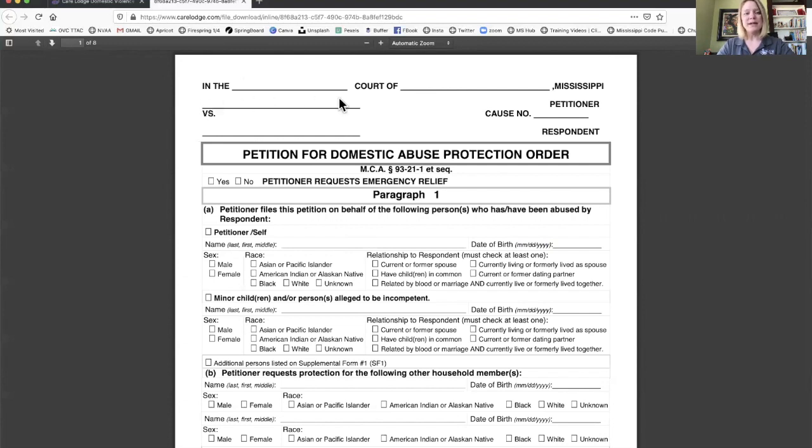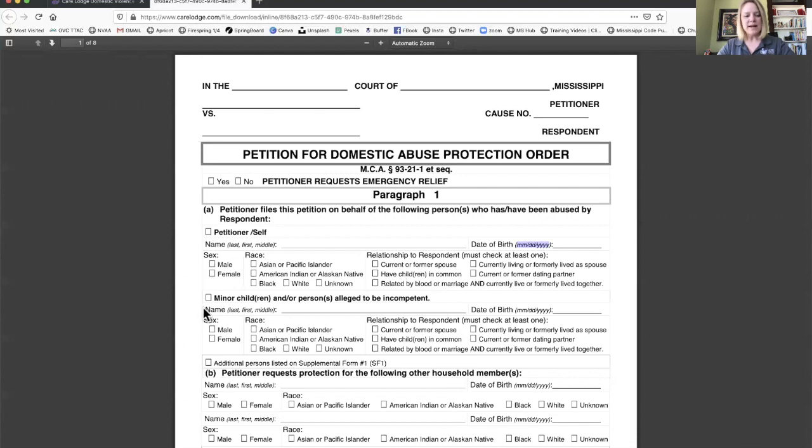Your full name will be printed here, followed by the printed name of the person you're filing against. As you look down, you will see it says Petitioner Requests Emergency Relief. You are the person filling out this document. So if you are needing protection, you'll indicate yes here, and you will check this box here as petitioner or self. Next, you will note your name. Put your last name, first name, and then middle name. To the right, you will see date of birth, and you'll need to use a 2-digit month, 2-digit day, and 4-digit year. Your demographic information is followed down below.